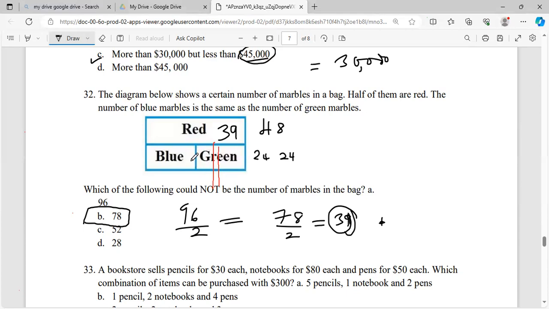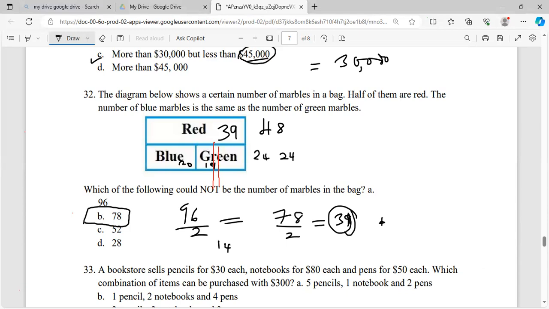But it's not even. And remember, these two must be even. So guys, just try each number. Don't just look at it and say, well, it looks like 28. As someone was suggesting, it's 28, because when you divide 28, you get 14. But then you can split 14 equally because it's an even number. So it's the one with the odd number. When you divide it by 2, that would give you the answer.